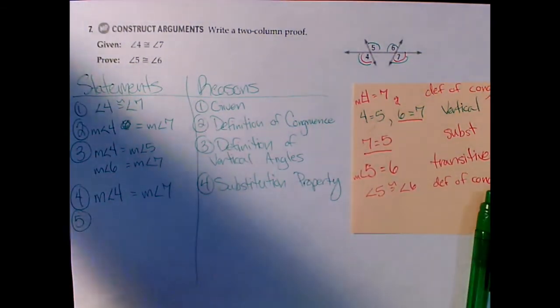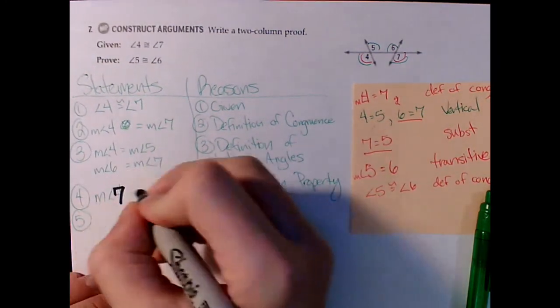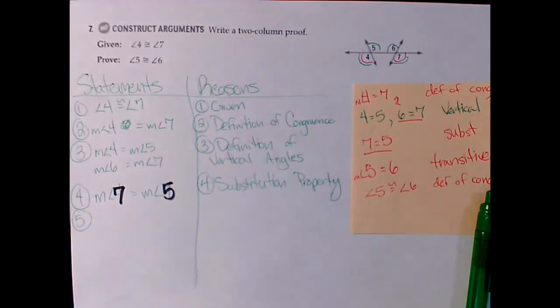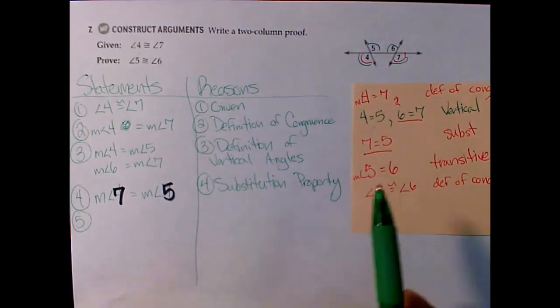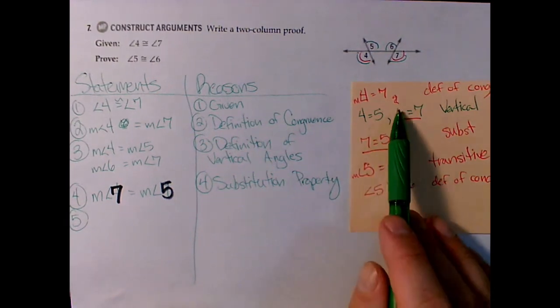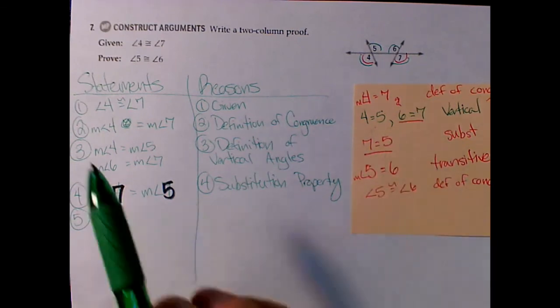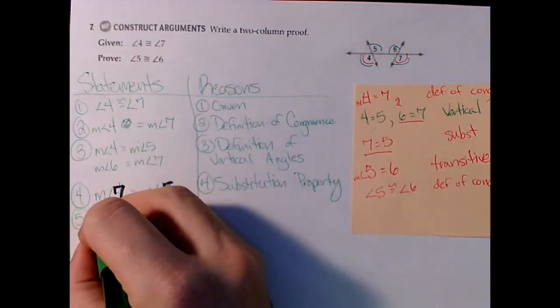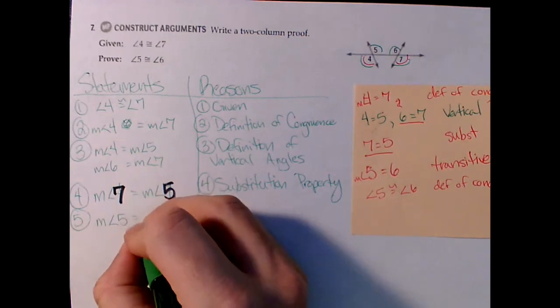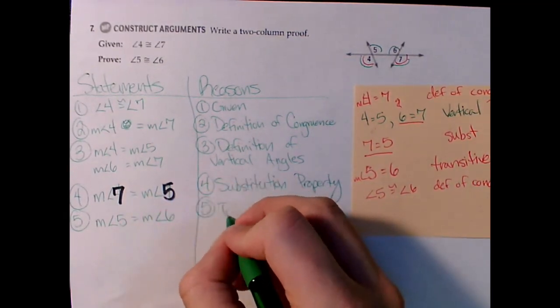Watch what I can do. Permanent marker fixes everything. The measure of angle 7 equals the measure of angle 5. Look, now you can't tell the difference. All right, so because 7 equals 5 and 6 equals 7, then 6 equals 5, or in this case, 5 equals 6. So I could say the measure of angle 5 equals the measure of angle 6.